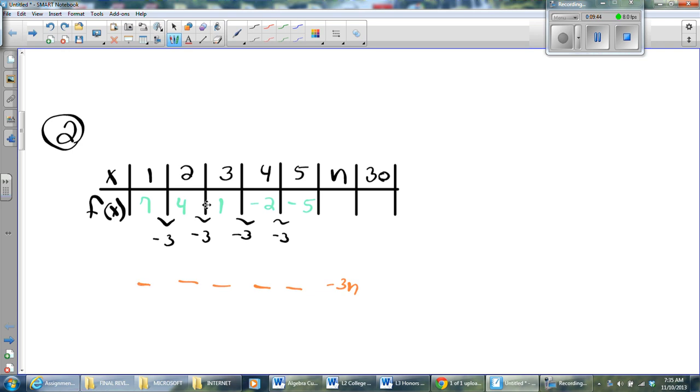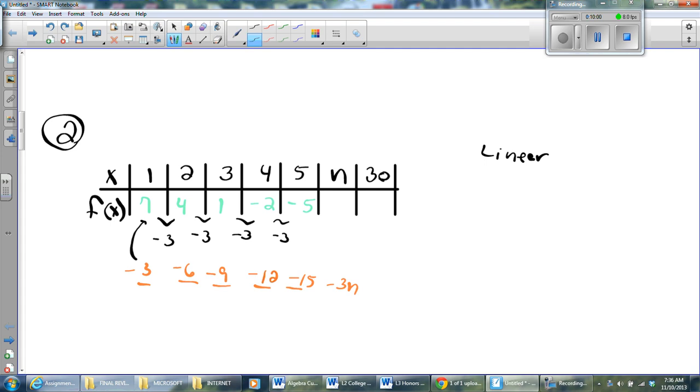And I put my numbers in. I get negative 3, negative 6, negative 9, negative 12, negative 15. All right, do my comparison. First differences are the same, so it's still a linear pattern, right?